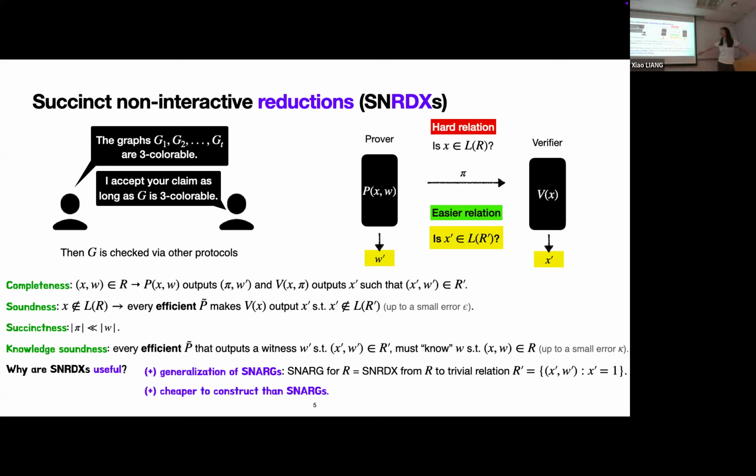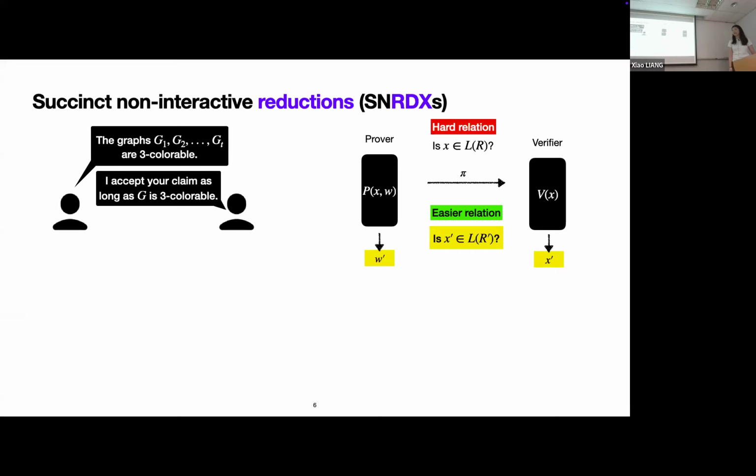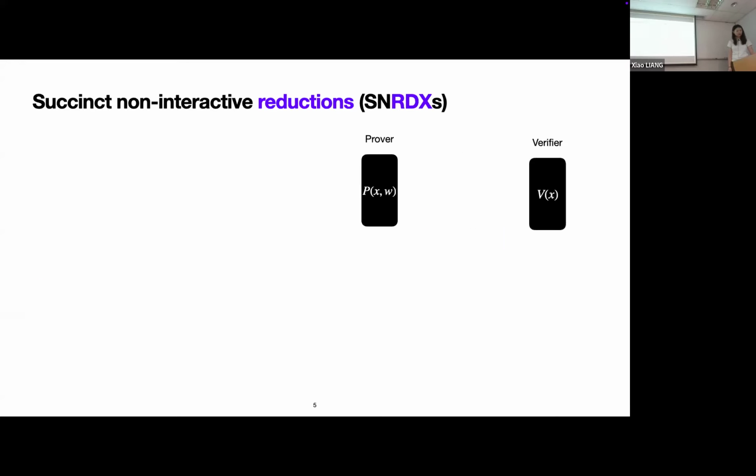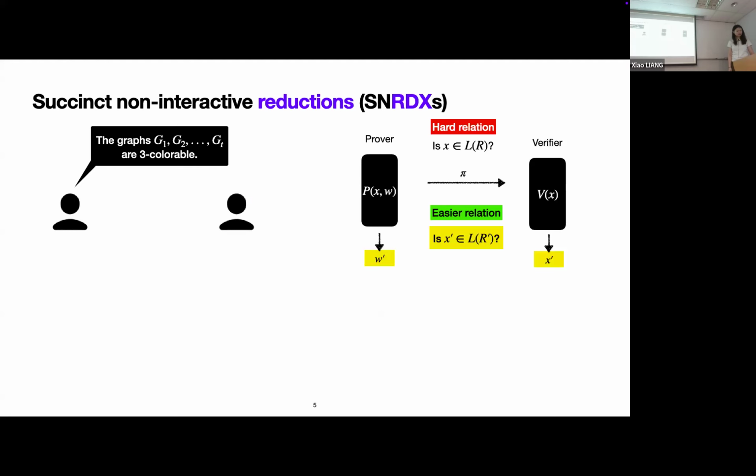the second reason why these reductions are useful is because they're cheaper to construct than the SNARKs. So sometimes maybe you don't want to reduce all the way to just outputting a 0 or 1. So you can just stop in the middle of a SNARK. And yes, go back to this one.